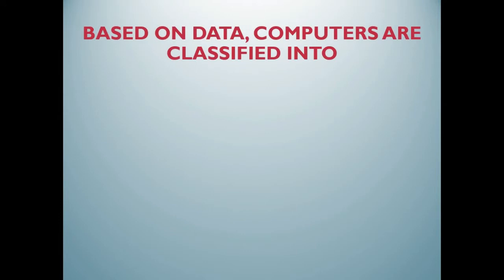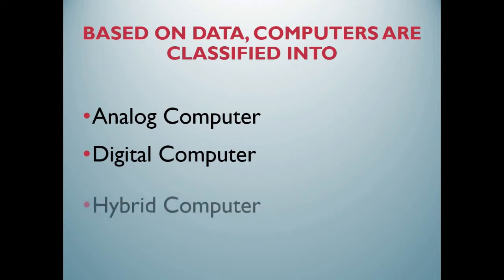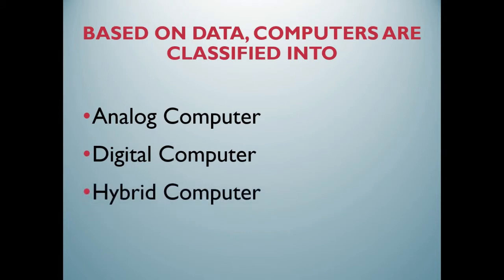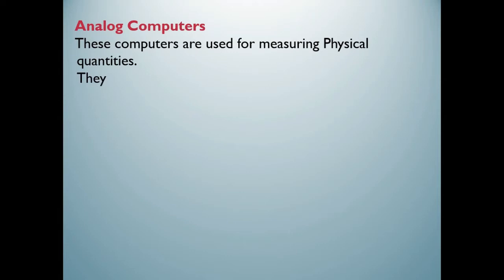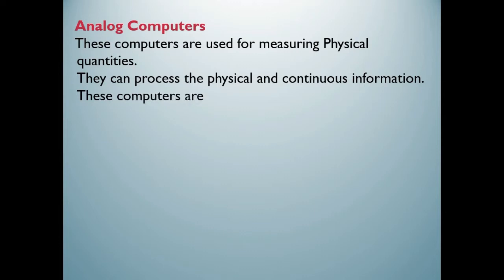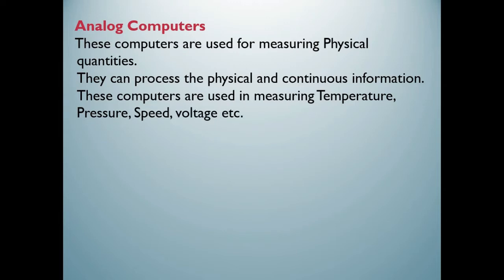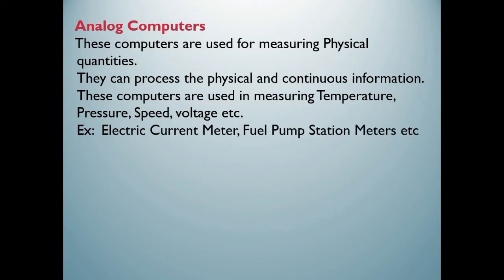Based on data, computers are classified into analog computer, digital computer and hybrid computer. Let's see each of these computers in detail. Firstly, analog computers. These computers are used for measuring physical quantities. They can process physical and continuous information. They are used in measuring temperature, pressure, speed, voltage. Examples: electric current meter and fuel pump station meters are some examples of analog computers.